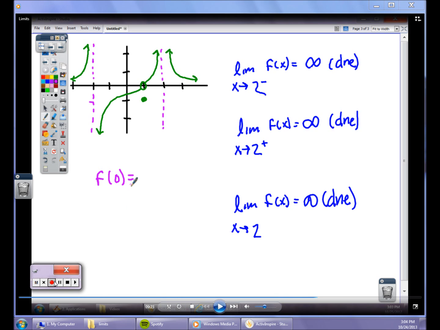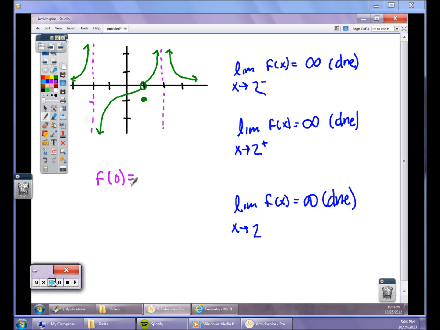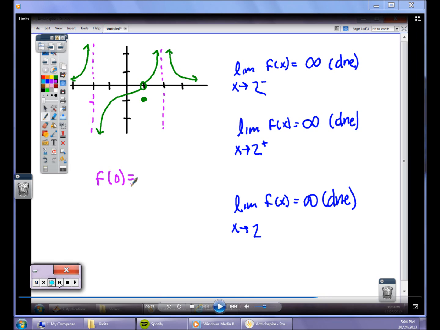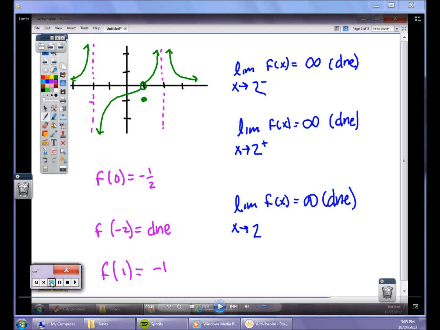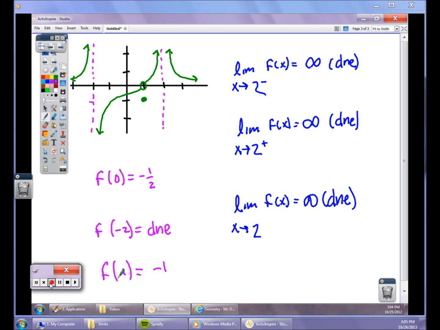If I asked you to evaluate the function at 0, I would say the f of 0 is equal to approximately negative 1/2. The function evaluated at negative 2 does not exist since I'm on the asymptote. The function evaluated at positive 1 equals negative 1 because of the hole. So we can see that the limits and the function do not have to have the same value.